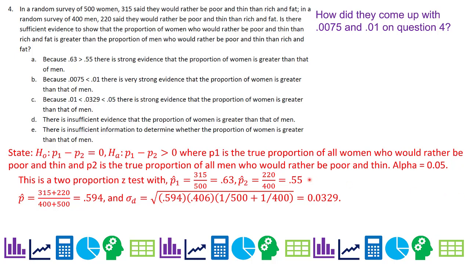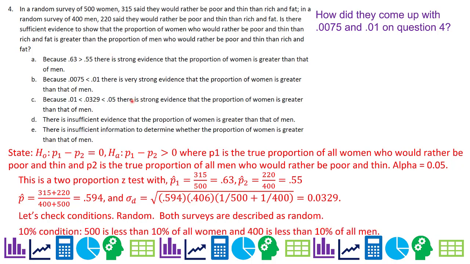We'll also check conditions, which I can fit in here. So random, both surveys are described, it says random survey of 500 women and random survey of 400 men. So both surveys are described as taken randomly. 10% condition, 500 is definitely less than 10% of all women, and 400 is less than 10% of all men.